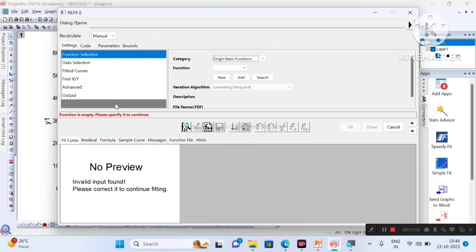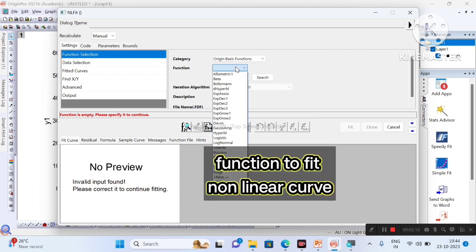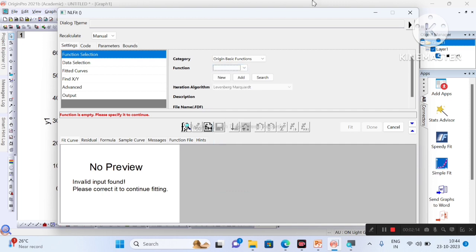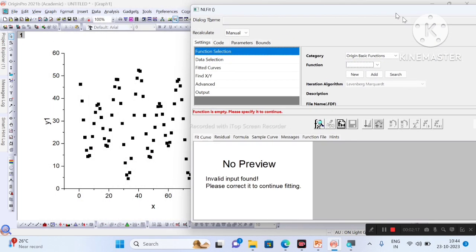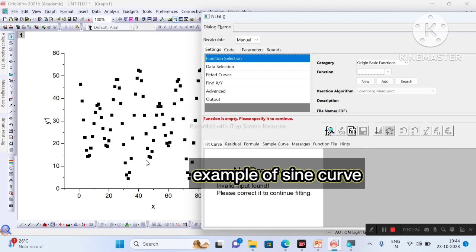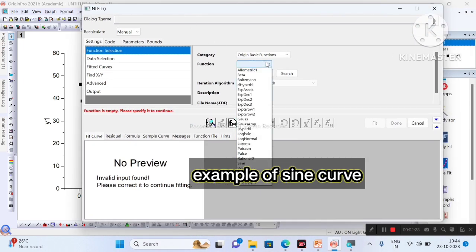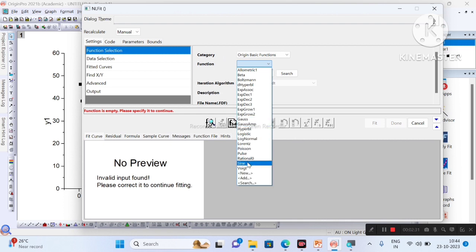We will get this pop-up window where we need to select our required input data. This should be the Origin basic function, and before getting into this function we have to think about how these data points are varying. I think these are varying in the form of a sinusoidal pattern, so that's why I am selecting a function of sine.